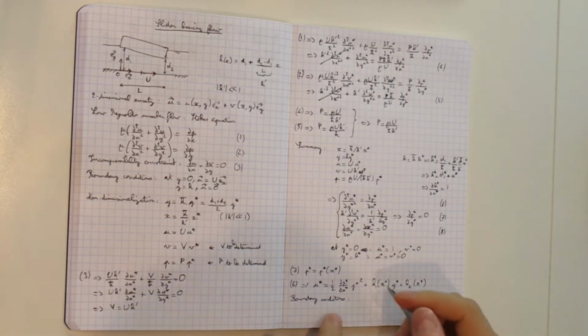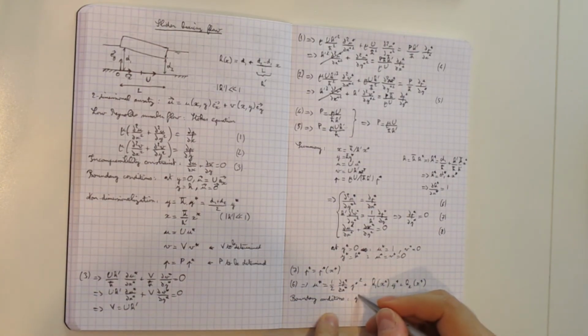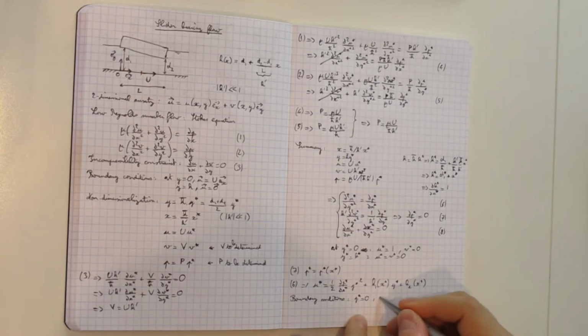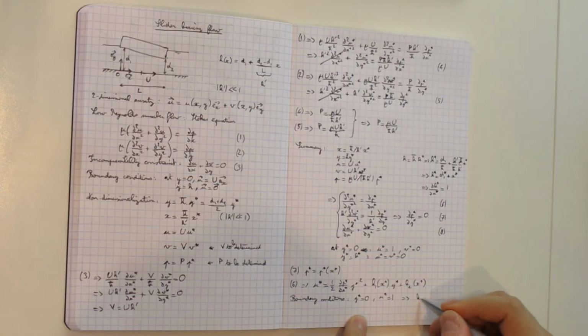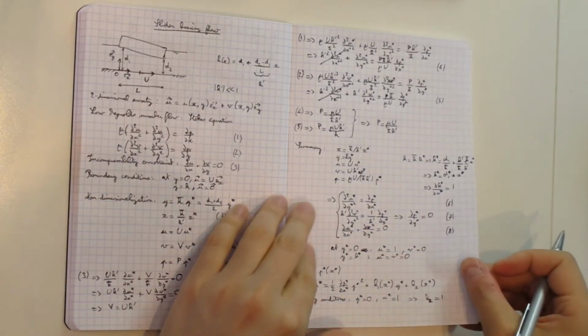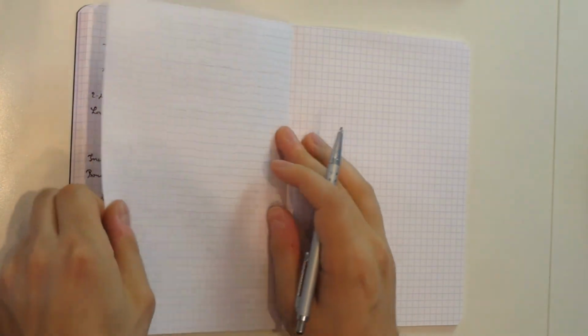So first of all, at y equals 0, y star equals 0, we have to have u star equals 1. And that very directly gives us that k2 equals 1. Okay, and I'm going to turn the page to solve for the next boundary condition.